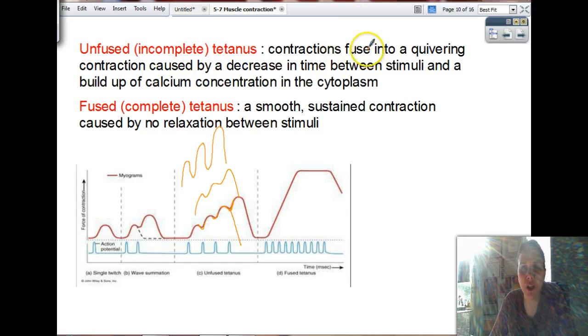That's when contractions fuse into a quivering contraction caused by a decrease in time between stimuli and a buildup of calcium concentration in the cytoplasm. And then we have fused tetanus, where that would have been a twitch right there, but if I just keep on stimulating it, it eventually maxes out and fuses into a nice, smooth, sustained contraction caused by no relaxation. So there are no dips in between.